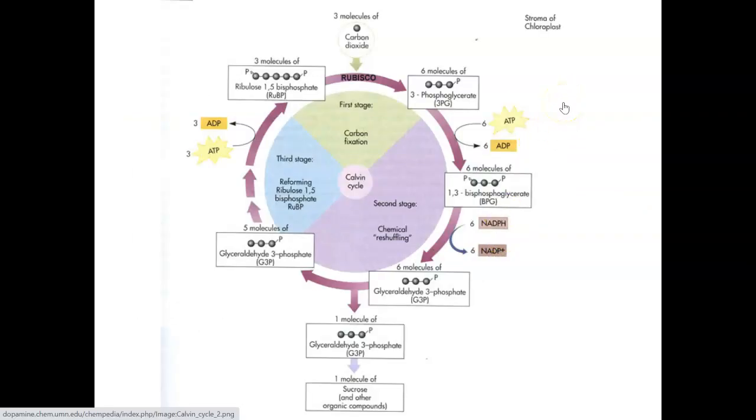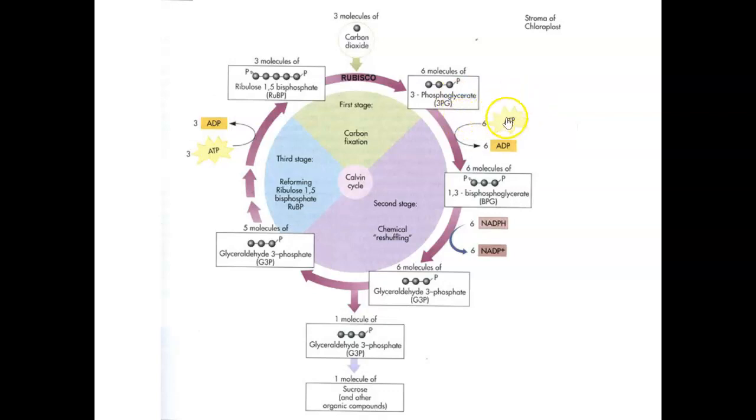Here's just another picture of it, showing all the same things. 3 CO2, so 3 spins on the Calvin cycle. They come in, they combine with 3 molecules of ribulose bisphosphate using the enzyme Rubisco. And what's not shown here again is we're going to make 3 6-carbon molecules that are unstable. They immediately split into 6 molecules of glycerate 3-phosphate, or GP.